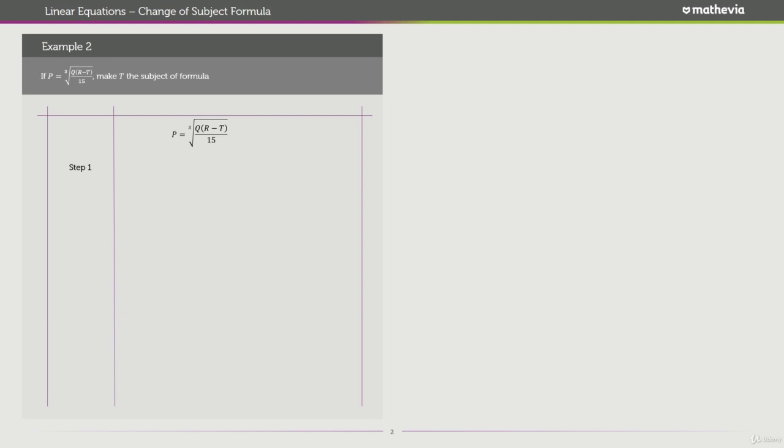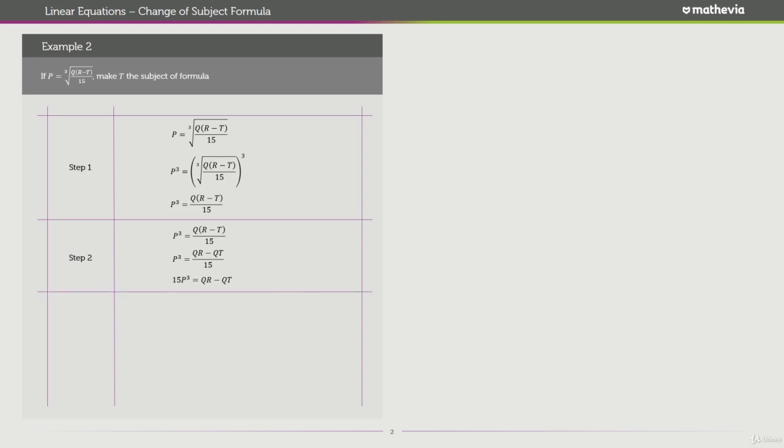I think we'd want to get rid of that cube root, and basically we do that by raising both sides to the power of 3. And once we've done that, we end up with p cubed equals q multiplying r minus t over 15. Now that we've done that, let's expand the bracket we have on the top there. So p cubed equals qr minus qt over 15, and then let's cross multiply, and basically we have 15p cubed equals qr minus qt.